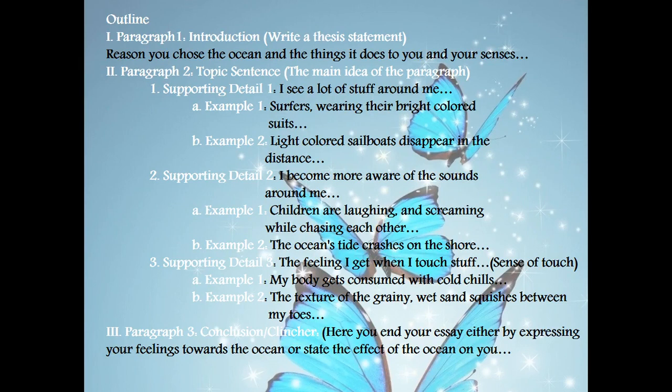So if we want to talk about your model, she mentioned in one of the paragraphs, which is supporting detail 1, the things that she saw. So you write it like this: I see a lot of stuff around me. You do not write everything. You do not write the things that you saw. Don't mention the items. You mention them in the example below or in the detail below. So this is how you have to write it. I see a lot of stuff around me. This is the supporting detail.